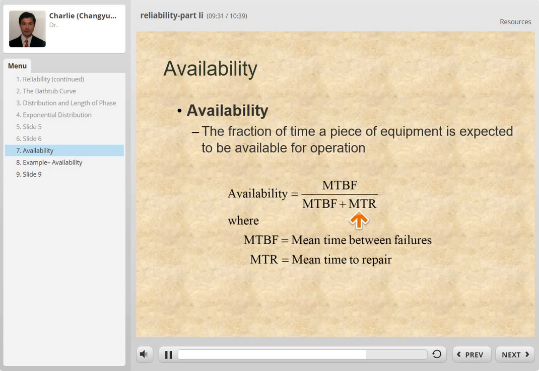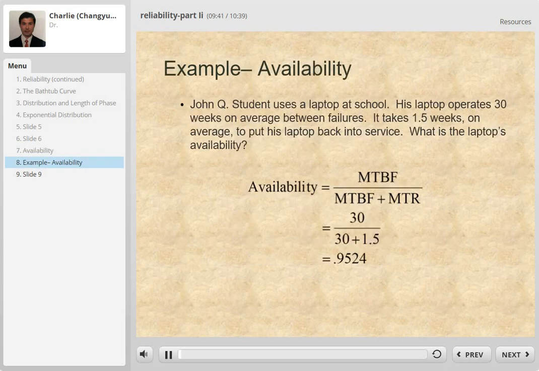Here's an example. John has a laptop. His laptop operates 30 weeks on average between failures, then we need to fix it. So the mean time before failure is 30 weeks. It probably takes 1.5 weeks to put his laptop back in service. Now we want to know the availability of this laptop. It equals MTBF 30 over MTBF 30 plus MTTR, which is 1.5. The availability of John's laptop is 95.24%.